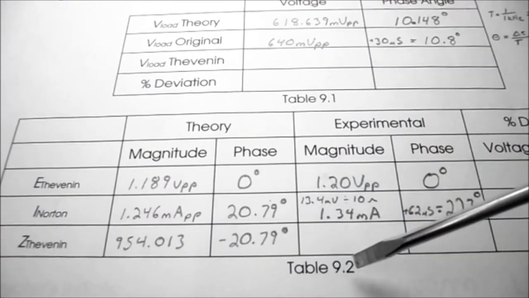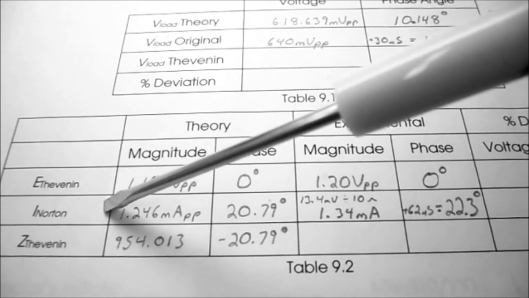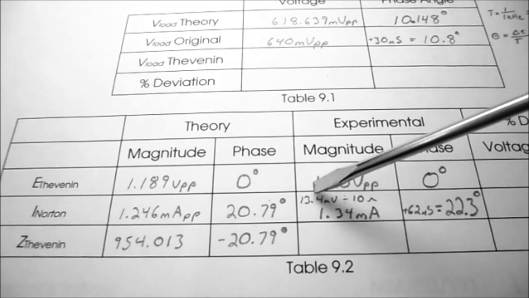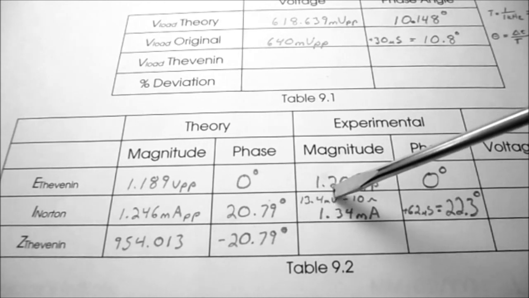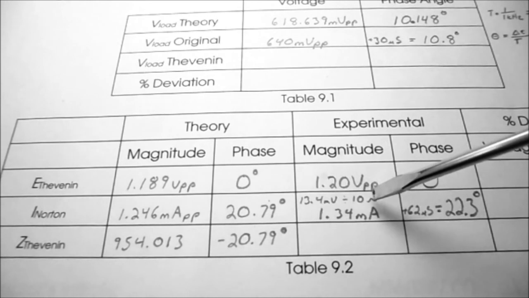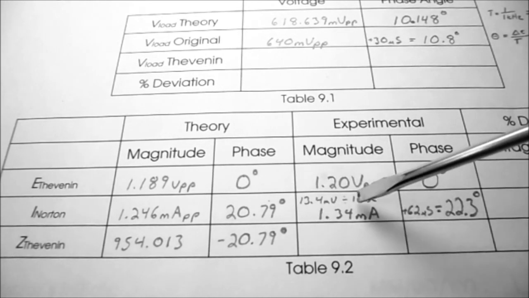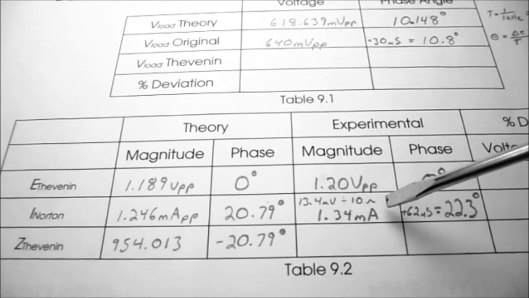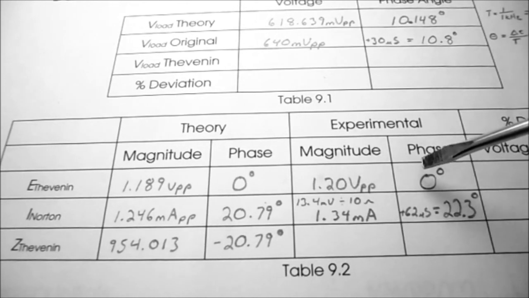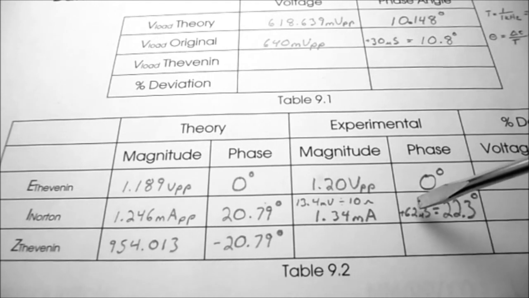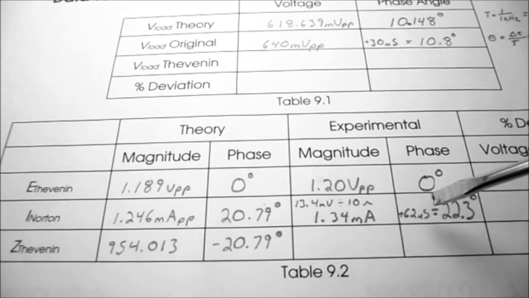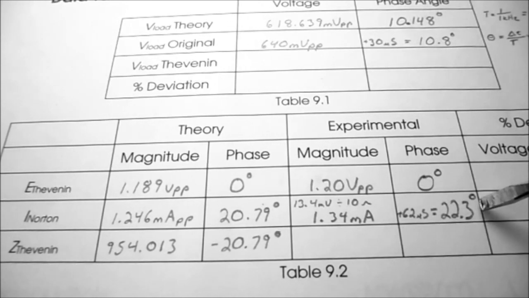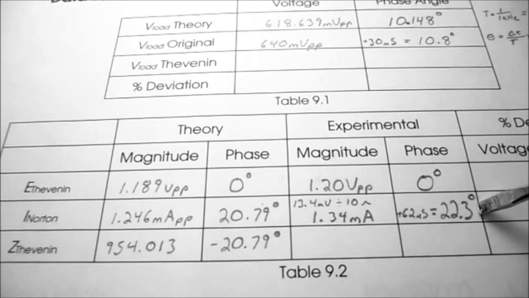In table 9.2, for I Norton experimental, the magnitude was 13.4 millivolts. Remember to divide it by the 10 ohm sensing resistor, and that works out to 1.34 milliamps. For the phase angle, delta T was 62 microseconds, and when you divide that by 1 millisecond times 360, that works out to 22.3 degrees.